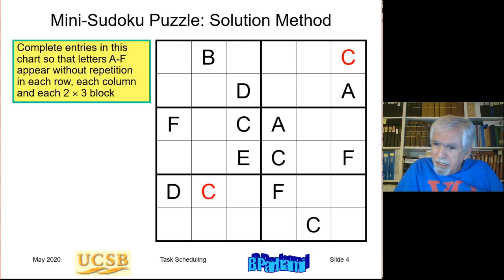Why does C go there? Because this box needs a C. The C cannot go in this part of the box because there is a C in that row. It cannot go in this column because there's a C there, so that's the only choice that is left. I leave it up to you to argue that another C can be placed there.